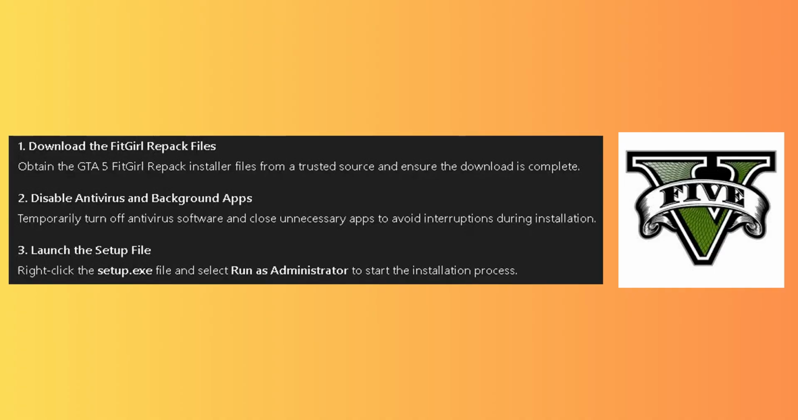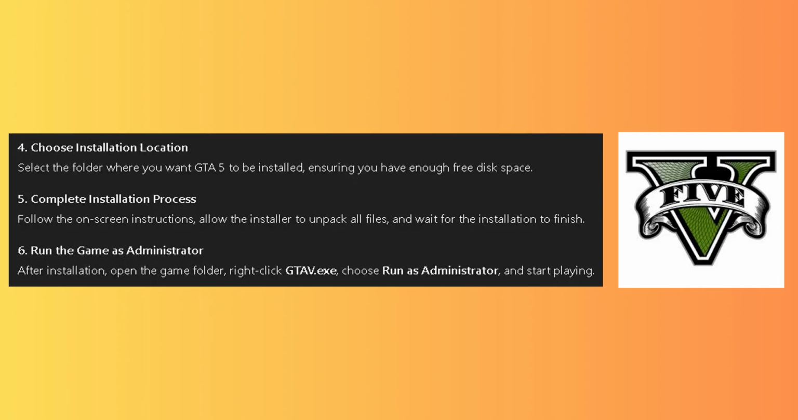Launch the setup file. Right-click on the setup.exe file and select Run as Administrator to start the installation process. Choose the installation location. Select the folder where you want your GTA 5 to be installed. Ensure you have enough disk space.